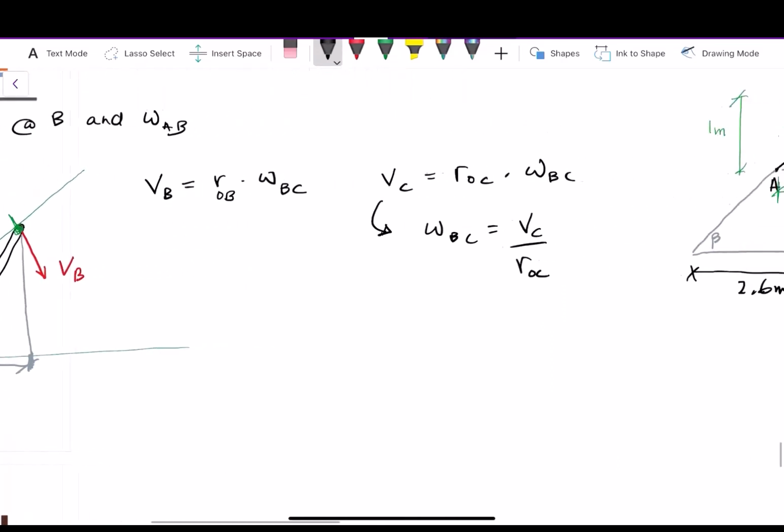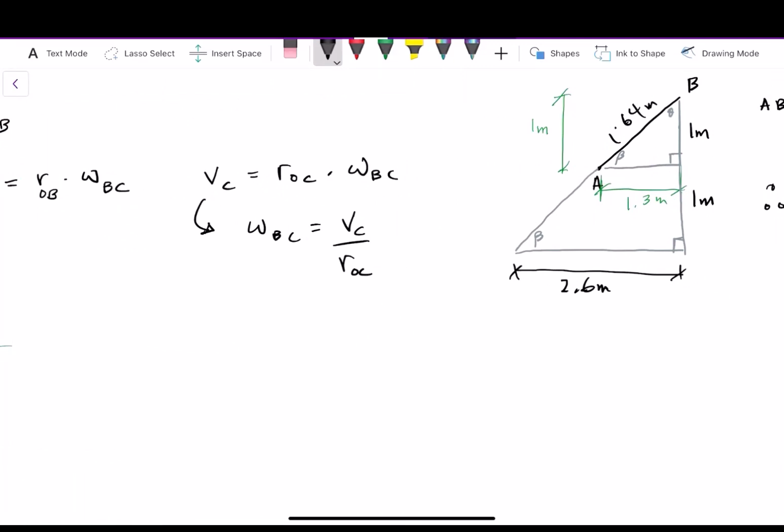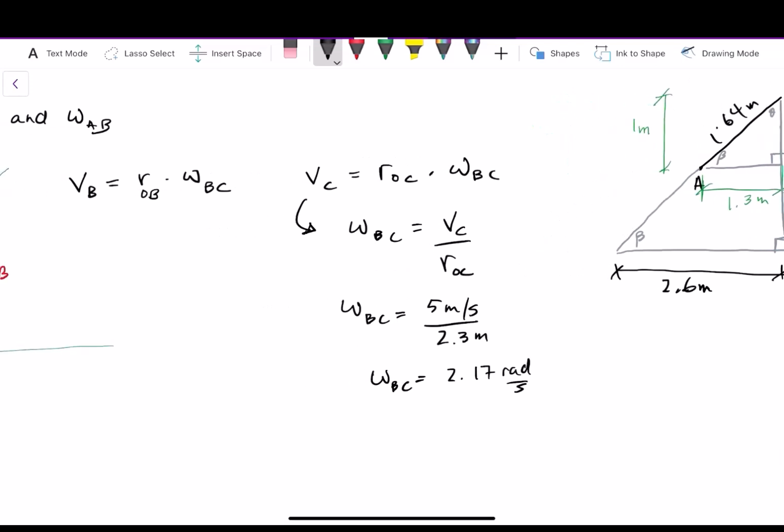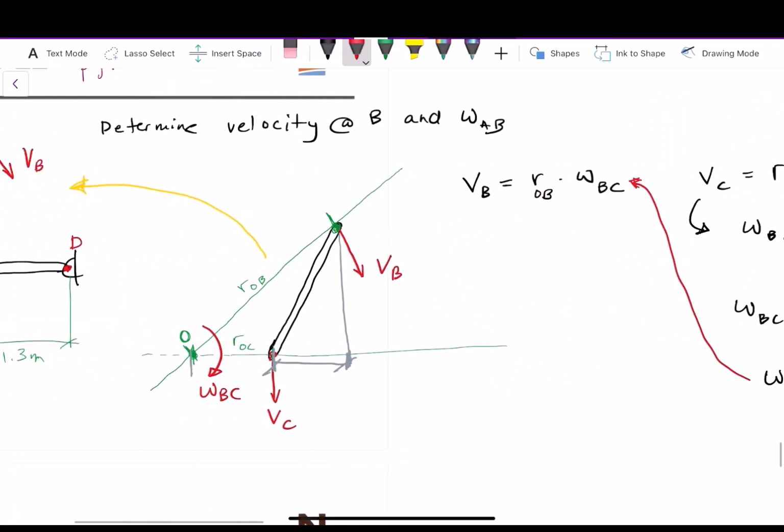Since we have ROC, that means we can come here and calculate omega BC, which is equal to 5 meters per second over 2.3 meters. So that gives us an omega of BC equal to 2.17 rads per second. Great. Now that we have that, we can take this value and plug it into this equation now, right? We're still missing one more value there, and that would be our ROB, right?